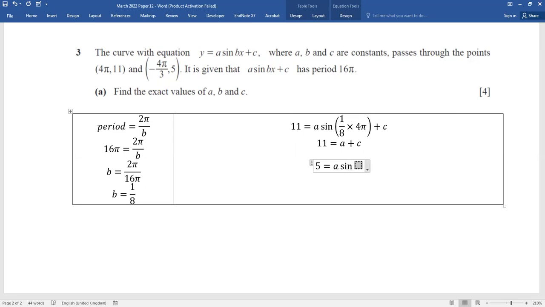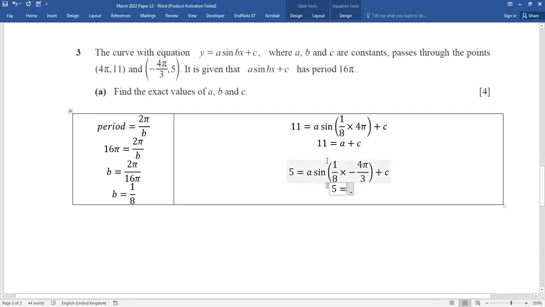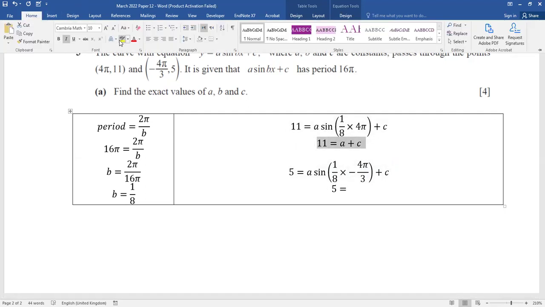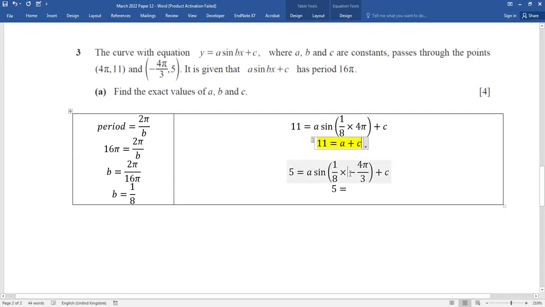A sine 1 over 8 times minus 4 pi by 3 plus C. Make sure your calculator is in radians. So this is one of the equations that we get. And what about the next one? Can you find this value using your calculator and tell me what do you get?